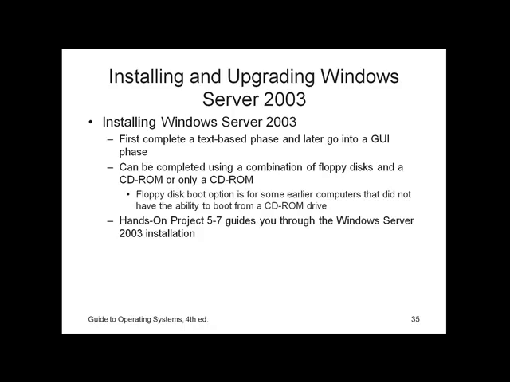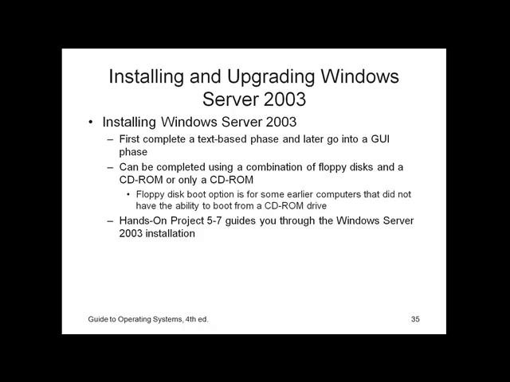And like many operating system installations for the Windows family, there are two phases for this installation. There's the text-based phase where the hard drive is prepared and the operating system files are installed, and then the GUI phase after the restart of the computer. It can be completed, of course, using a combination of floppy disks and the CD-ROM, or only the CD-ROM. The floppy disk boot option is around to assist with some earlier computers that did not have the ability to boot from a CD-ROM drive. So that was an option that they've included in the 2003 installation.